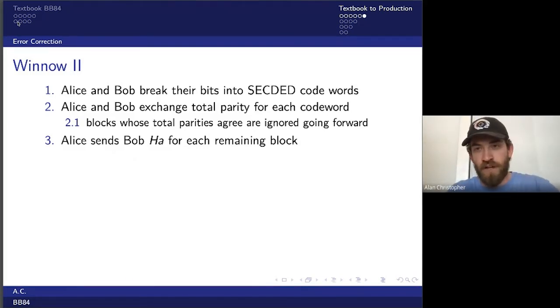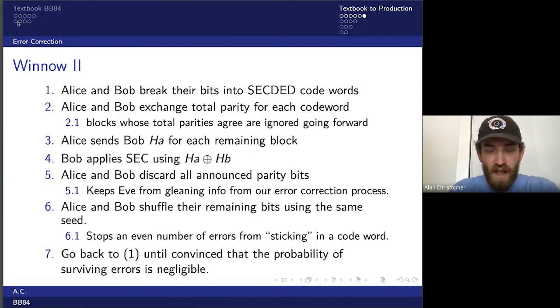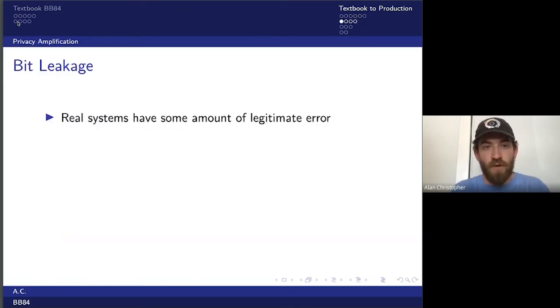Again, if one person has it, I'm sure several others do as well. Any others before we move on to the next hiccup that we want to correct? Alrighty. So let's talk about privacy amplification.